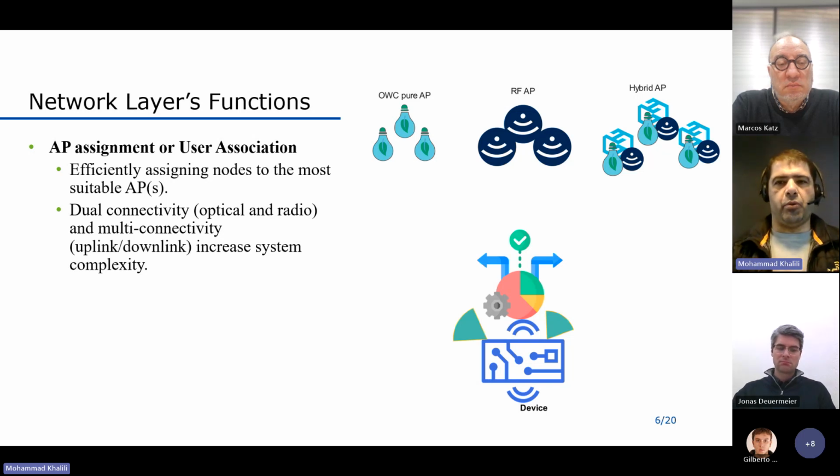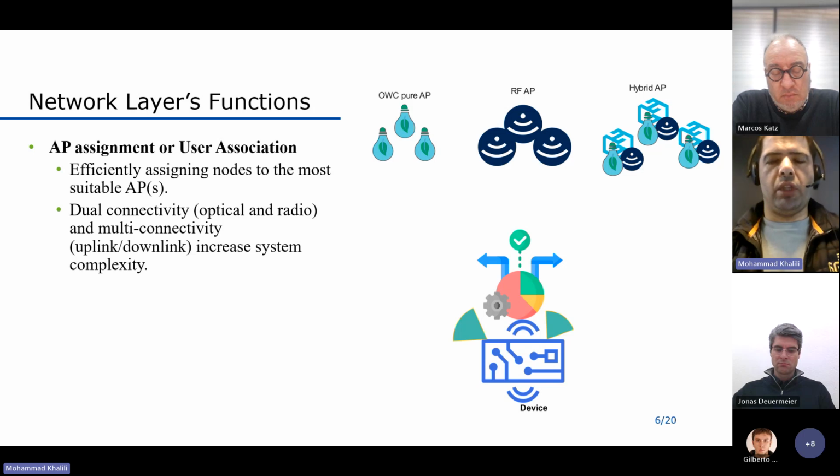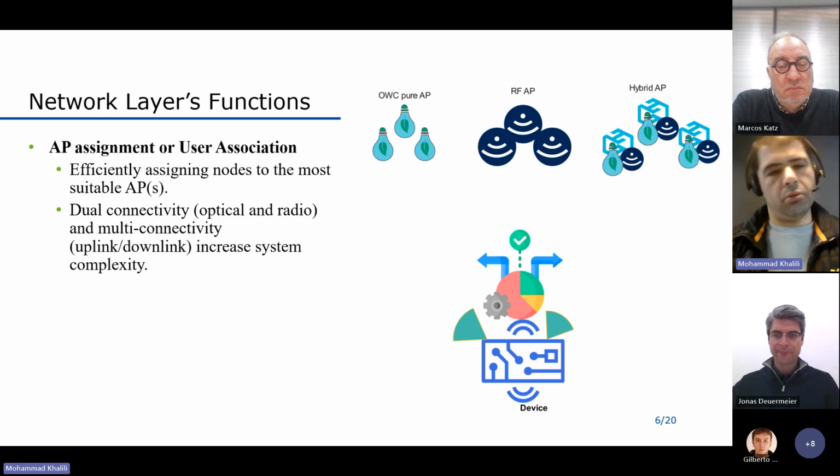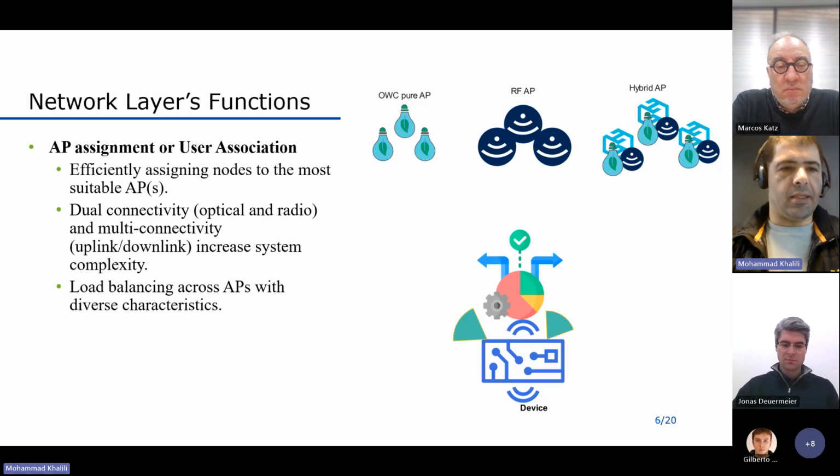We have high overlap between access points, and we should also consider that in some practical implementations, we need dual connectivity and multiple connectivity. That means a node can connect, or associate, with multiple access points at the same time, because, for example, of reliability, to get more data rate capacity, or other advantages.